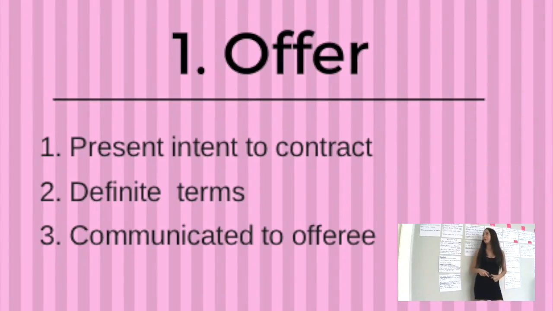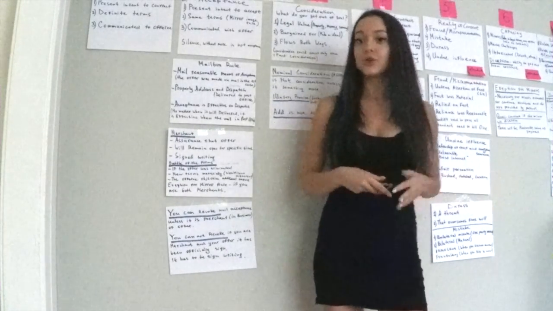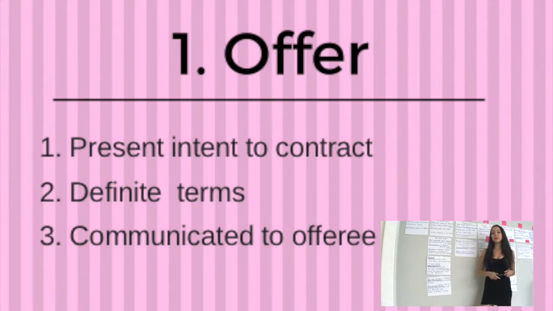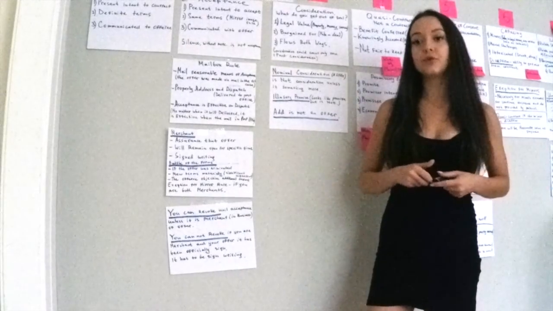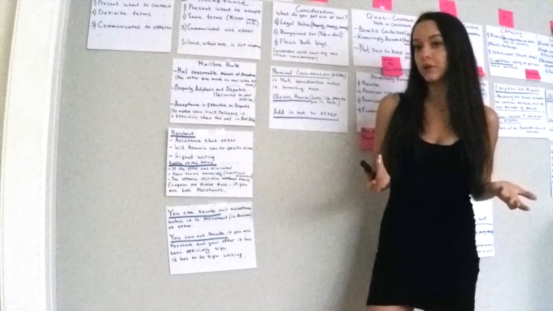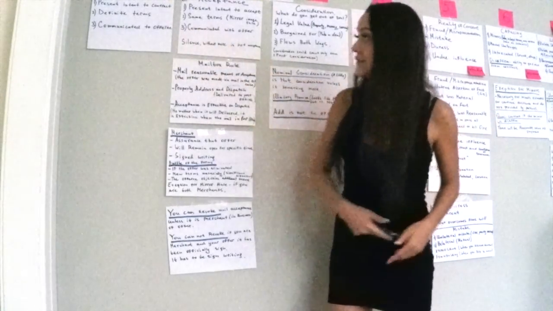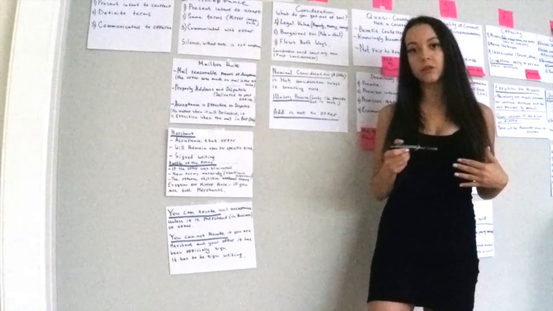Let's talk about the offer. An offer has 3 elements. First, present intent to contract, which means that you have to be present to make an offer. Define terms, which means there could be specific terms in a contract like I will sell you my car for $500. That sounds like an offer and it is defined terms. Third one, communicated to offeree, that you actually communicated to the offeree.